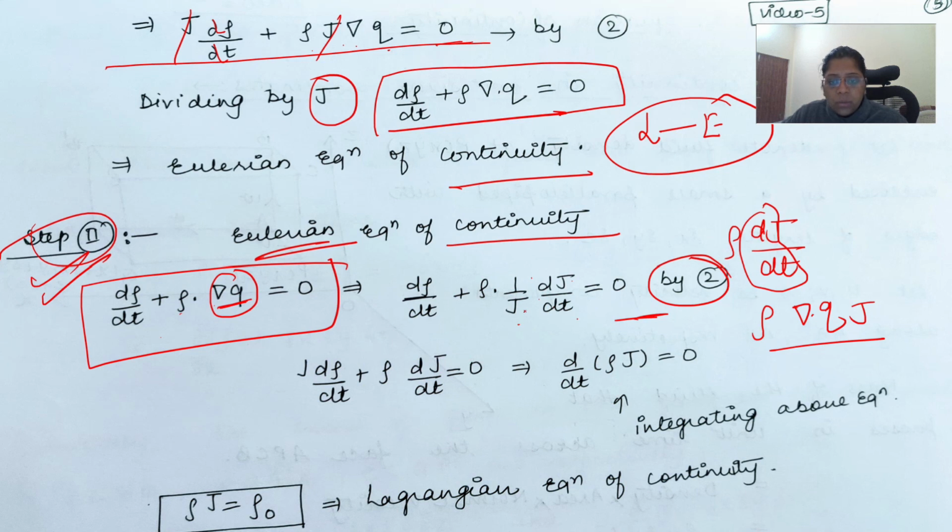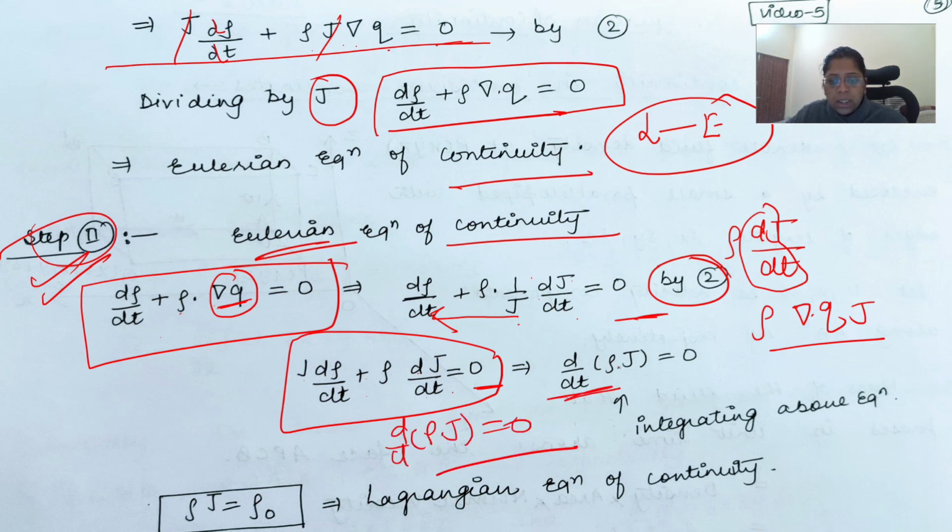Okay, now we can take the LCM, so it will become J times d rho by dt plus rho dJ by dt equal to 0. And now we can write it like this: d by dt of rho J equal to 0. Then integrating both sides, what will we get? Rho J equal to rho 0. This is the Lagrangian equation of continuity. So we started from Eulerian and obtained the Lagrangian equation of continuity. Okay, so in this video we have shown the equivalence between the two. That means we started from Lagrangian and obtained Eulerian, and started from Eulerian and obtained Lagrangian. We used the previous concepts we have built, those small concepts, to obtain these two.